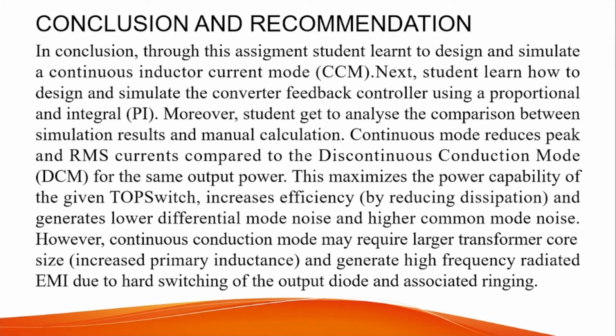Continuous mode reduces peak and RMS currents compared to the discontinuous conduction mode DCM for the same output power. This maximizes the power capability of the given top switch, increases efficiency by reducing dissipation, and generates lower differential mode noise and higher common mode noise. However, continuous conduction mode may require a larger transformer core size, increased primary inductance, and generate high-frequency radiated EMI due to hard switching of the output diode and associated ringing.